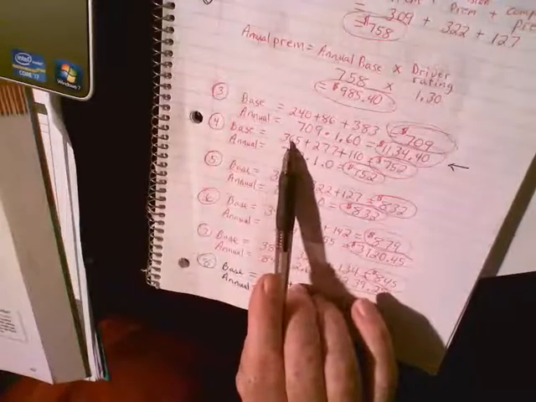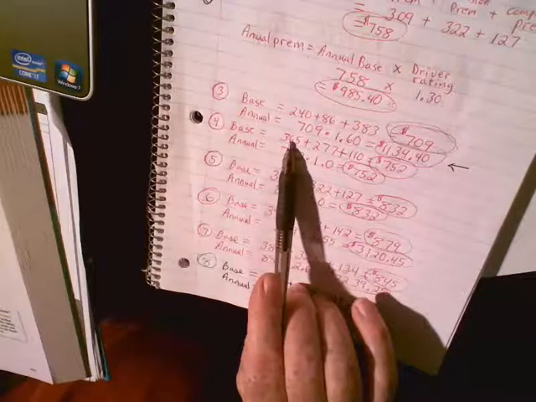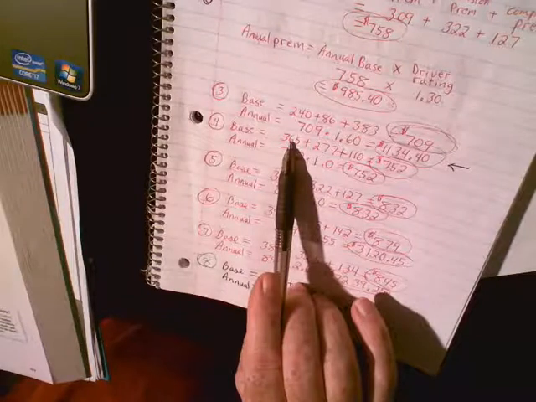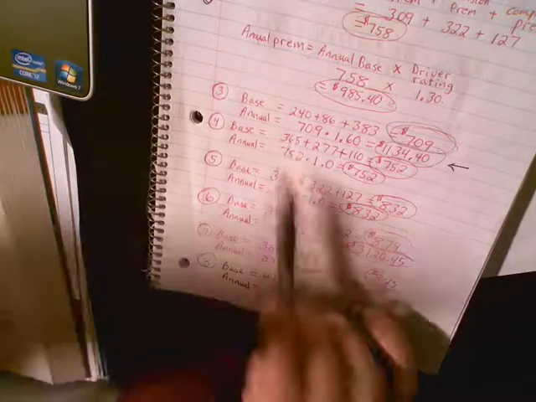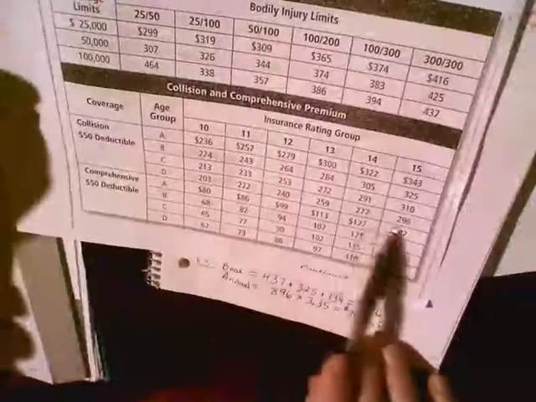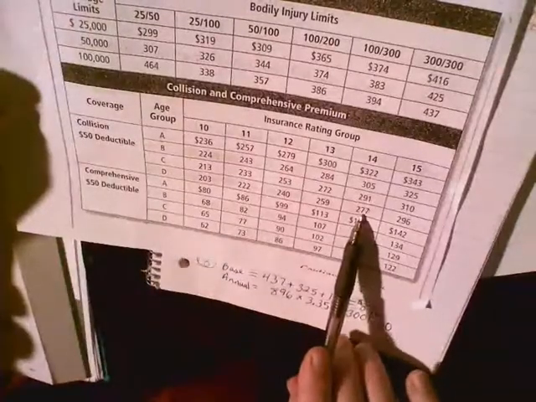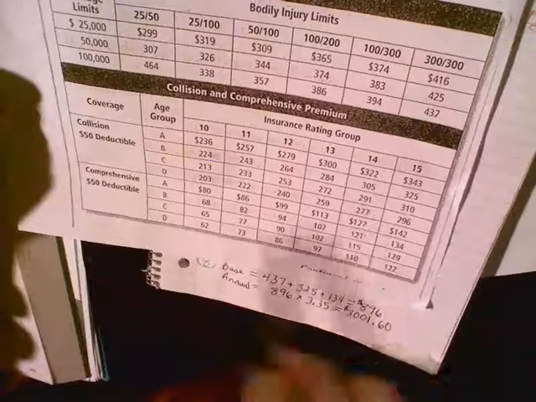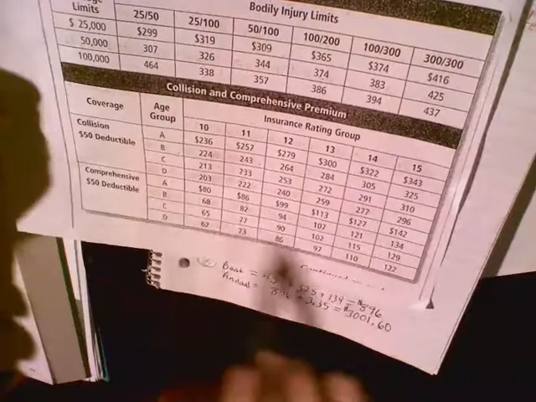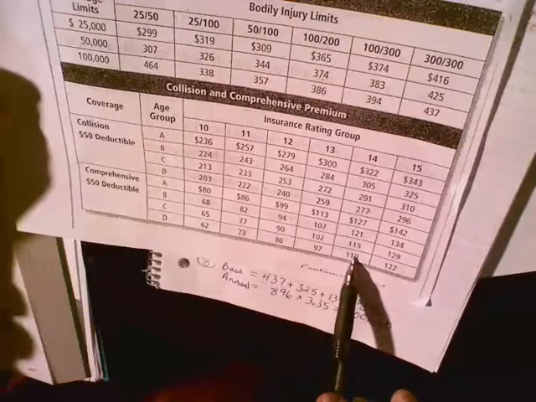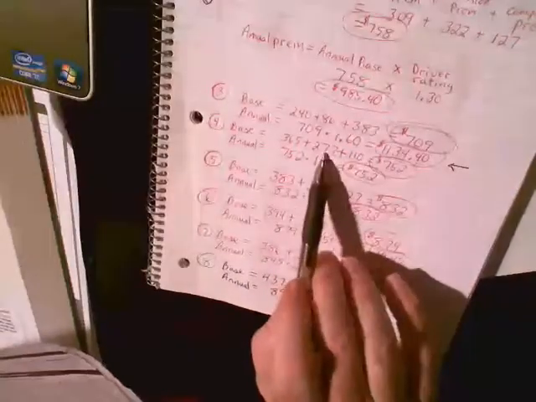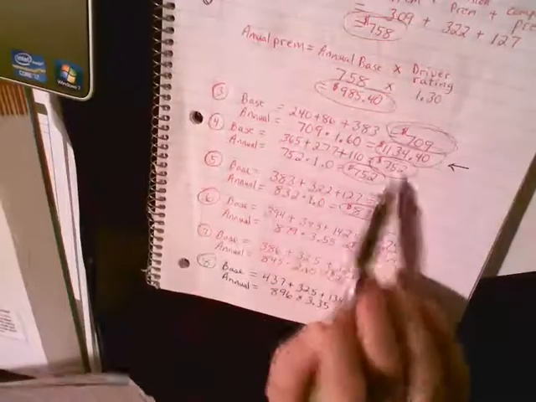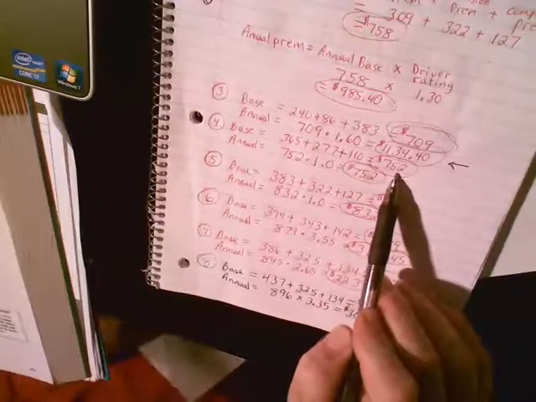And then it says her vehicle is classified as a D14. So we look at the bottom down here. D14 is right here. It's going to be 277 for collision. D14 is 110 for comprehensive. So 277 and 110, I add all three of those up and I get 752.